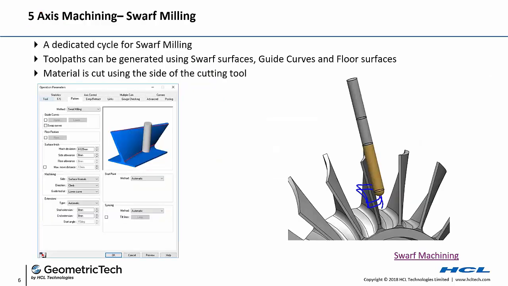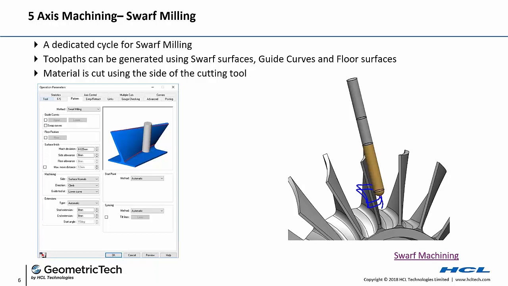So let's get started with the enhancements. The first enhancement I want to talk about is a big one for us. It's for 5-axis machining. We've added new swarf milling capabilities to 5-axis milling, and this is a dedicated swarf milling cycle now, which gives us a whole new method of being able to approach 5-axis machining. And so this is great technology.